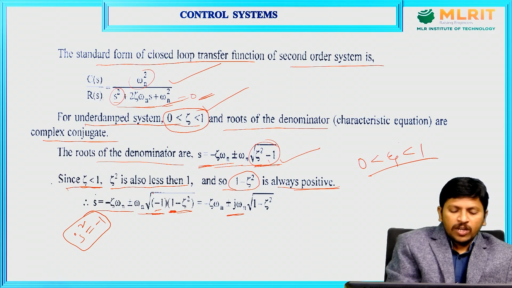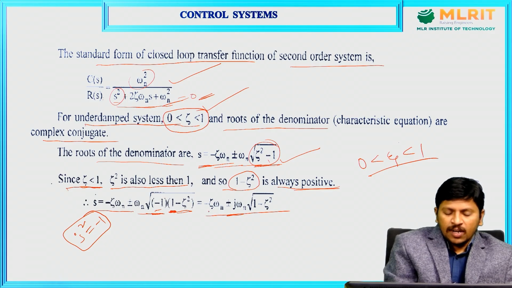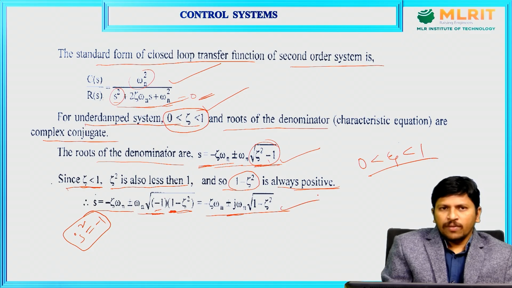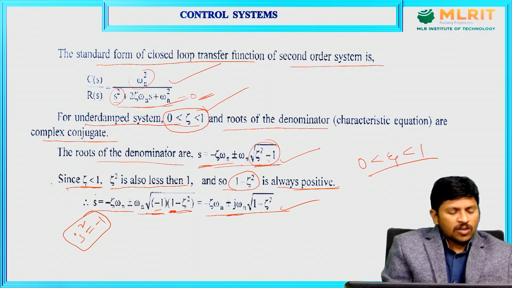The roots are going to be complex conjugates, with real and imaginary parts: minus zeta omega n plus j omega n under root 1 minus zeta square, and minus zeta omega n minus j omega n under root 1 minus zeta square. These two are the roots of the underdamped system. The roots of an underdamped system are complex conjugates.